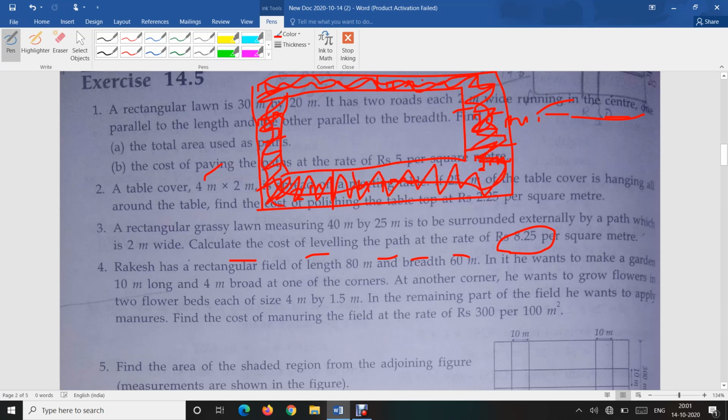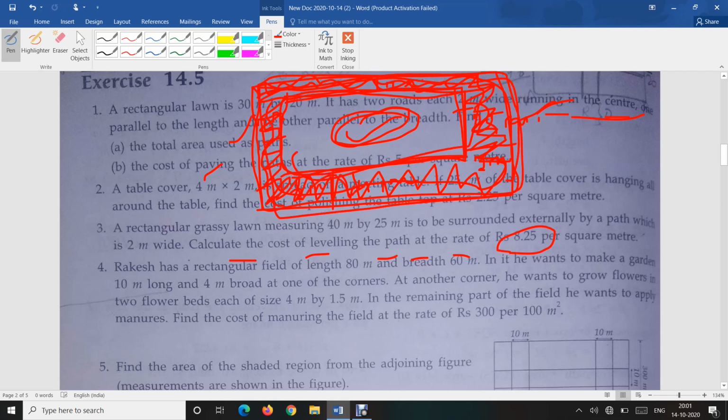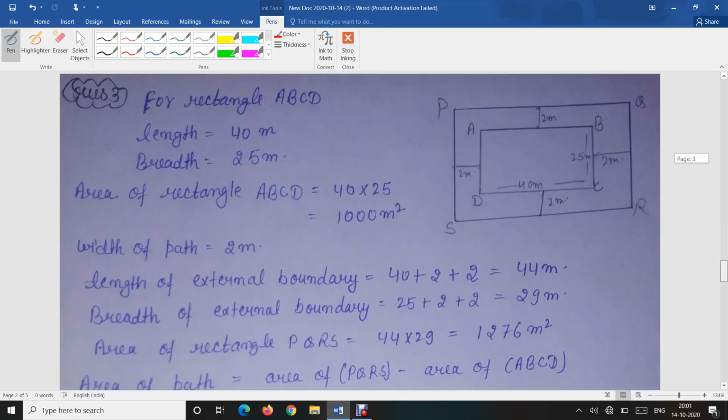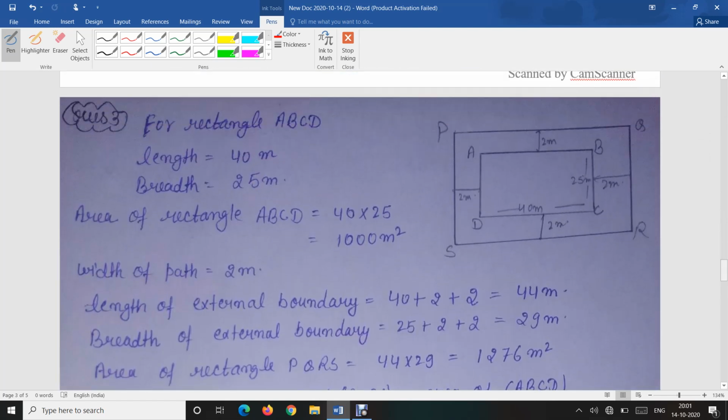How can we find out this portion? This is the rectangular field, and this is also a rectangle. If we find the area of this rectangle and also the external rectangle, and subtract the smaller region, the internal rectangle, from the external rectangle, then we will find this area. So let us find out the area for both the rectangles. This is the internal rectangle ABCD.